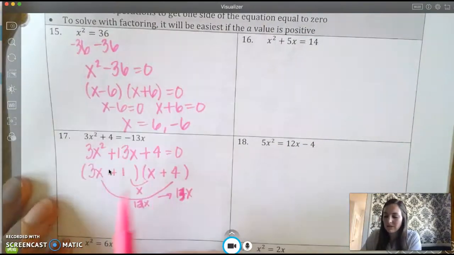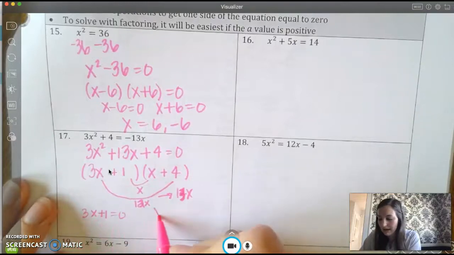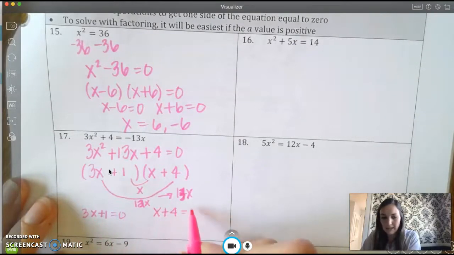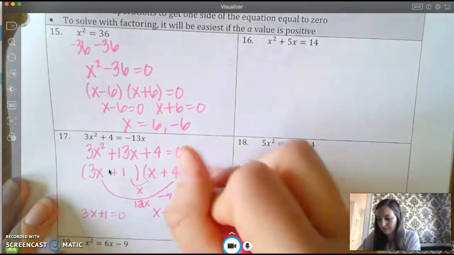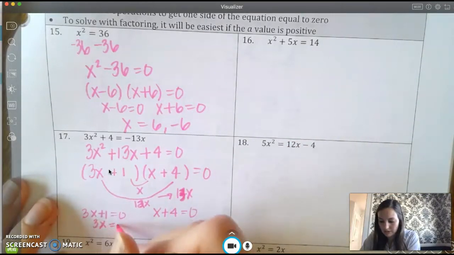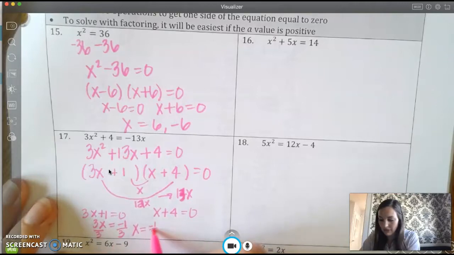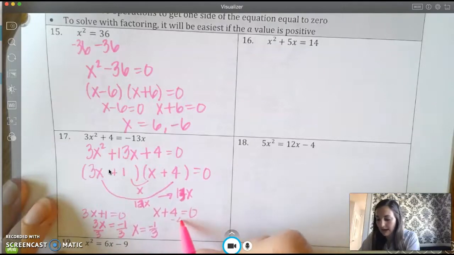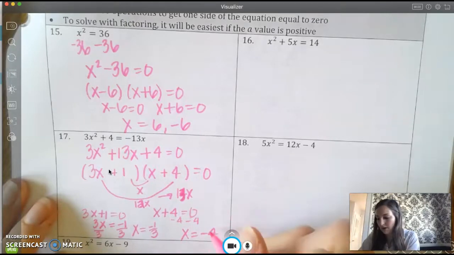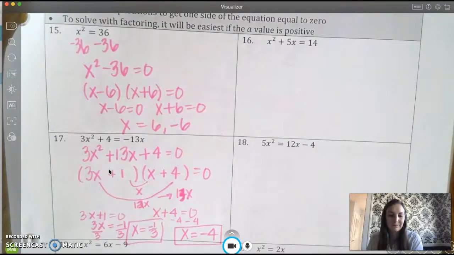So now I set each of these equal to 0: 3x plus 1 equals 0, and x plus 4 equals 0. I subtract 1, so I get 3x equals negative 1, divide by 3, and x equals negative 1/3. Here I subtract 4, and x equals negative 4. So those are my two answers here.